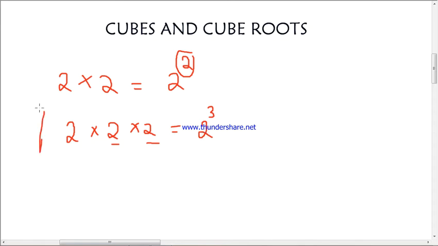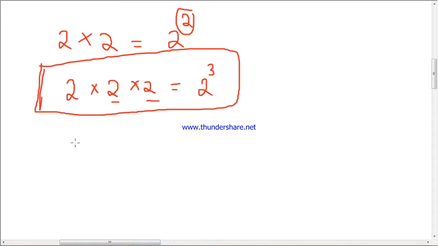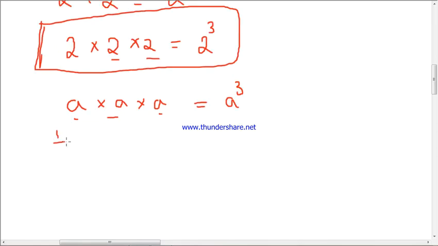This is the meaning of the cube, a number multiplied by itself twice will result in 2 raised to the power 3. Now we can also take an example of variables. a multiplied by a multiplied by a will result in a raised to the power 3. 3 times I'm multiplying, 3 numbers by itself. Can you see that?